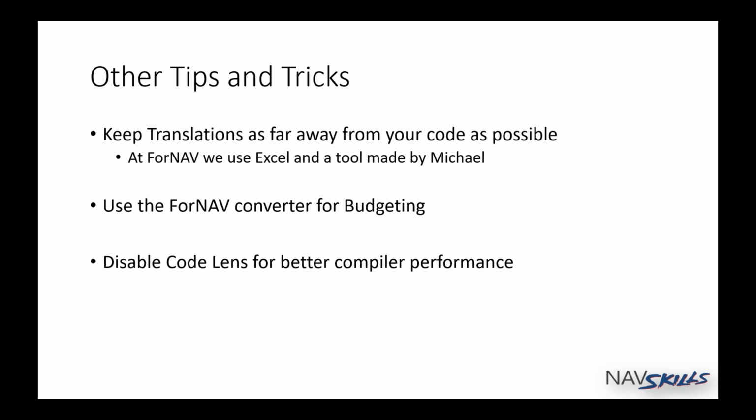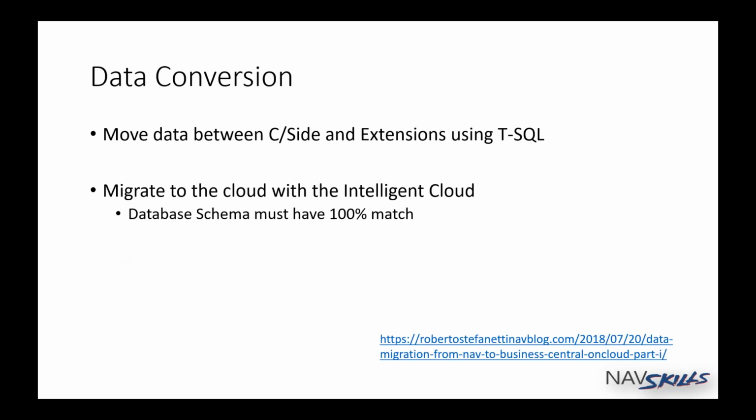Translations: keep translations as far away from your code as possible. If you want to improve the performance of Visual Studio, disable the code lens. That makes it faster. Data conversion: if you want to do data conversion, you have to use T-SQL. You have to create your own T-SQL statements. And if you want to migrate from on-prem to the cloud, you have to use the intelligent cloud solution.